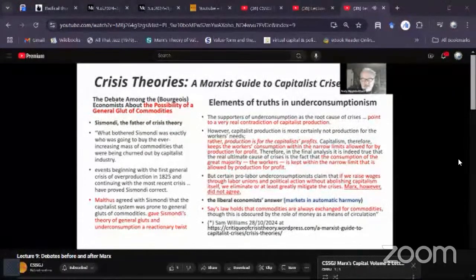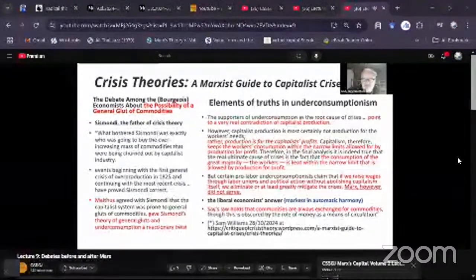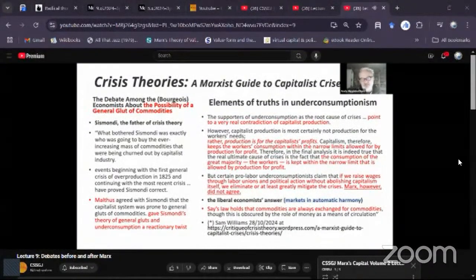So again, Williams' contribution, which I really encourage you to read, I think he positions it very well, actually. It comes back to the Ricardo-Say tradition. Say is famous for saying supply and demand will always equal out in the market. It's a belief in the market, basically. And this is the classical liberal economist answer, that markets are in automatic harmony.